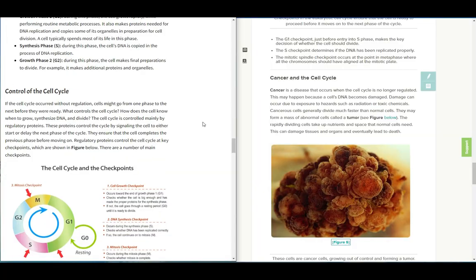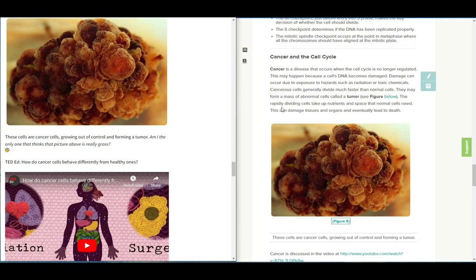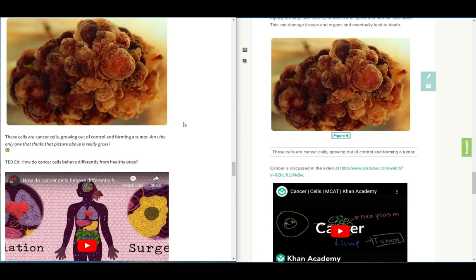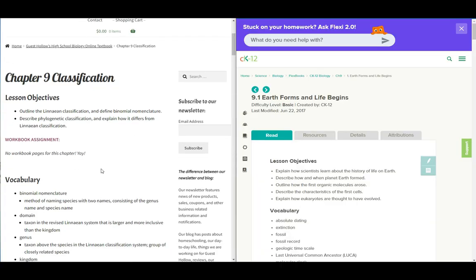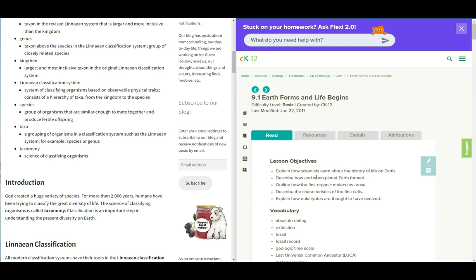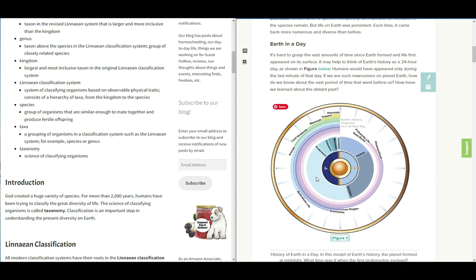It's a good thing. That looks like earwax. Sorry. These cells are cancer cells. Oh, am I the only one that thinks that picture above is really gross? It is. Earthworms. Okay, so we've skipped an entire chapter over here. Earth forms, life begins. Earth in a day.